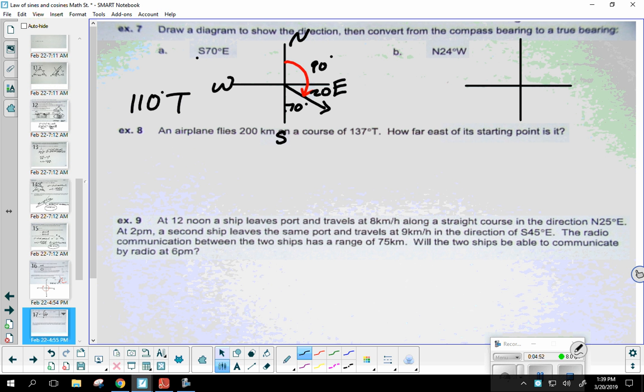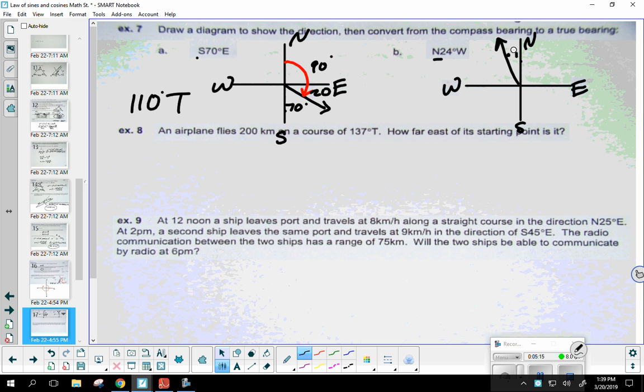Okay, so let's try this one. North 24 degrees west. Okay, Sierra, what quadrant would that put me in? 1, 2, 3, or 4? Okay, being 2, yes. So here's north, south, east, west. So we choose north because that's the first one, and then we rotate left.